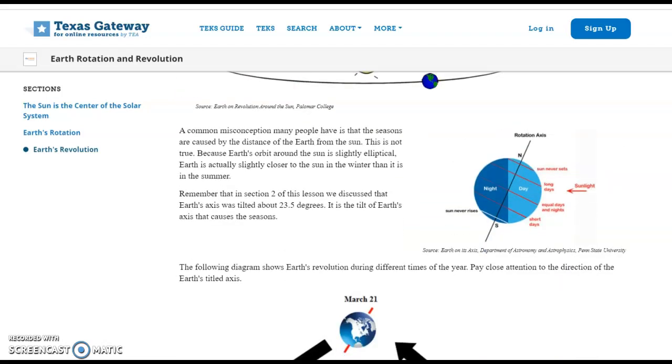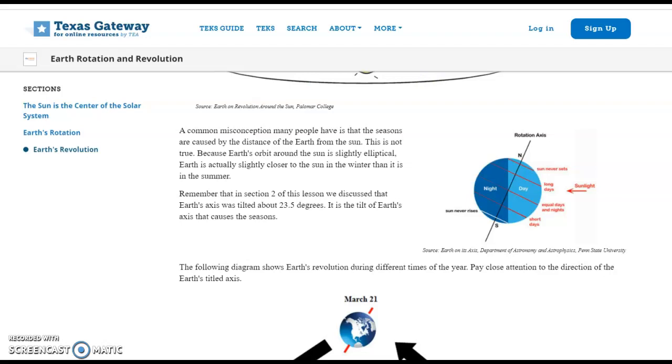A common misconception many people have is that the seasons are caused by the distance of the Earth from the Sun. This is not true. Because Earth's orbit around the Sun is slightly elliptical, Earth is actually slightly closer to the Sun in the winter than it is in the summer.